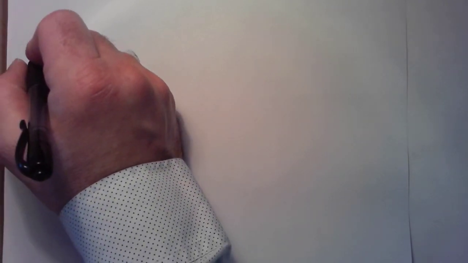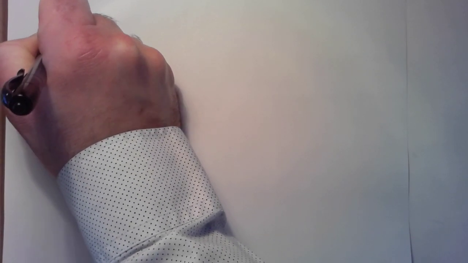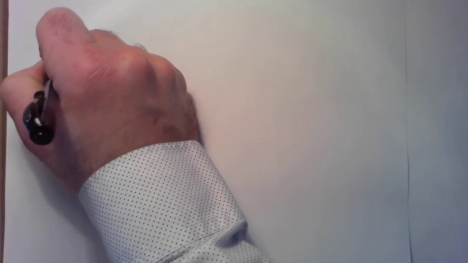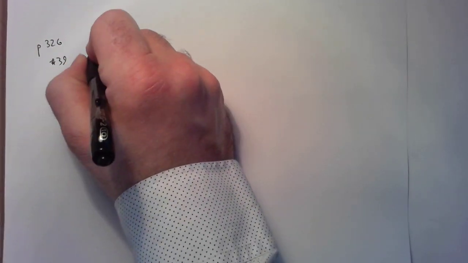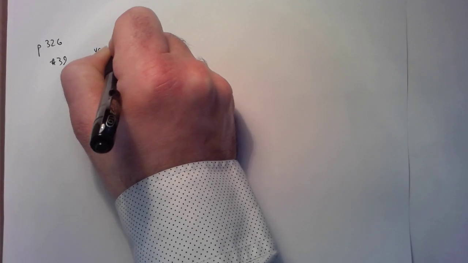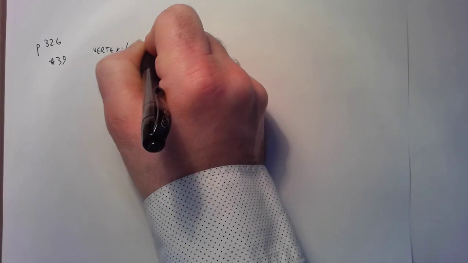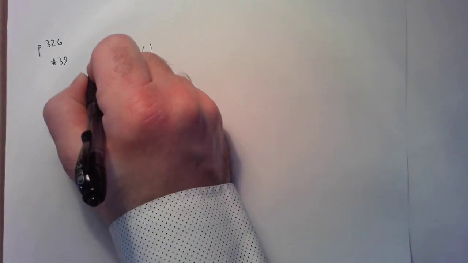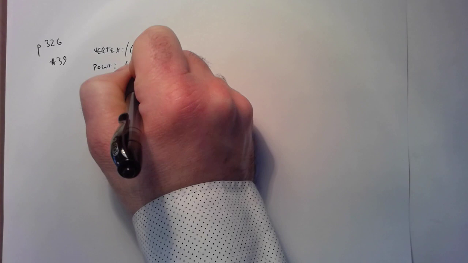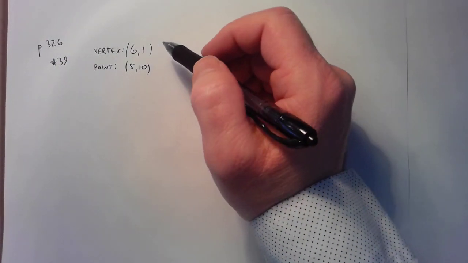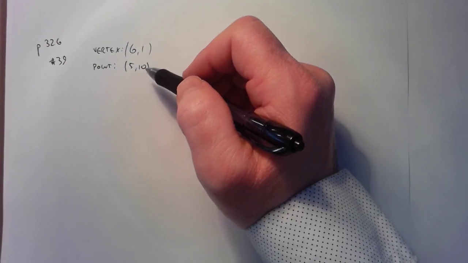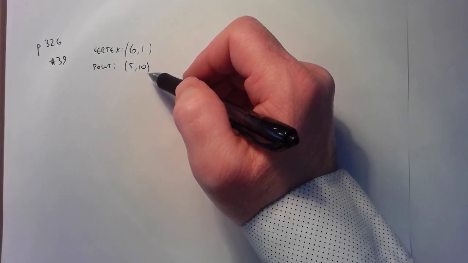So, still on page 326. Now we're looking at numbers 39 and 40. So the first one up is number 39. We have a vertex of 6, 1. And it goes through the point 5, 10. The instructions say to write an equation for the parabola with that vertex that goes through that point.